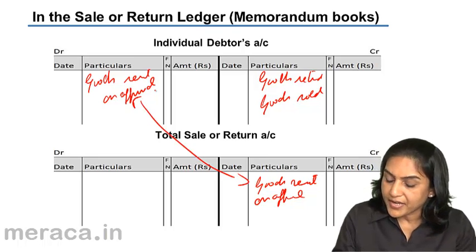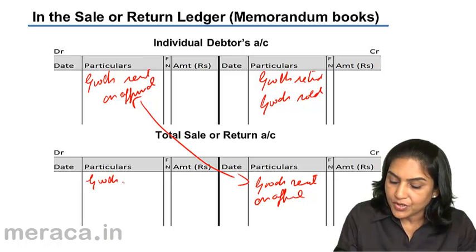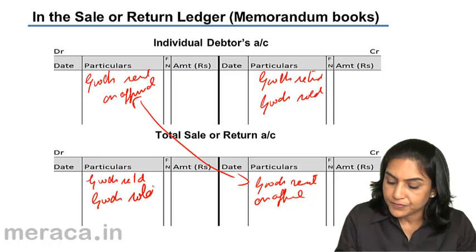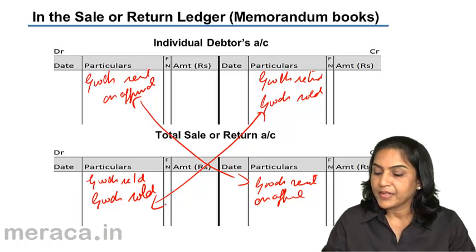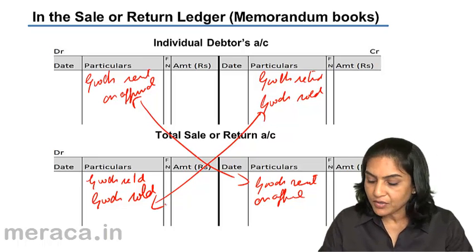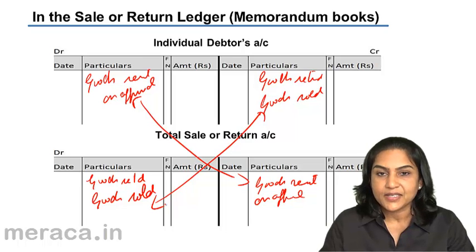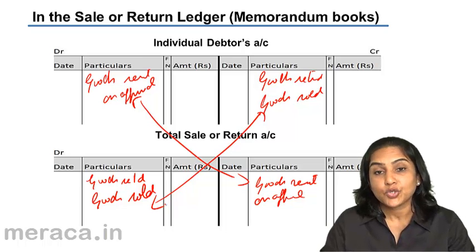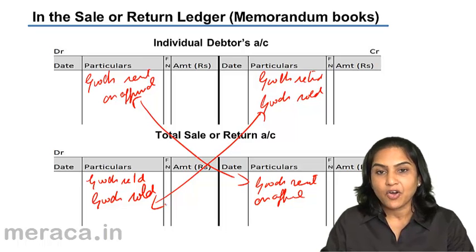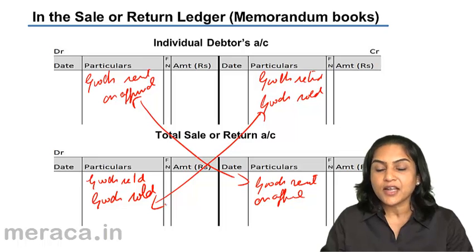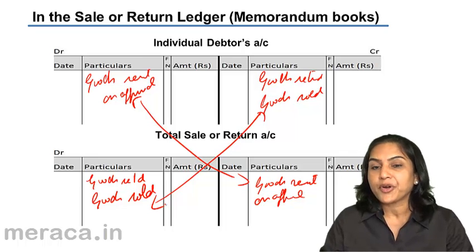And it is debited with the goods returned and the goods sold. The balance in the total sale or return account would be a credit balance indicating the total of the balances lying with the different customers but at the selling price. We repeat, the sale or return journal as well as the sale or return ledger are both memorandum books.